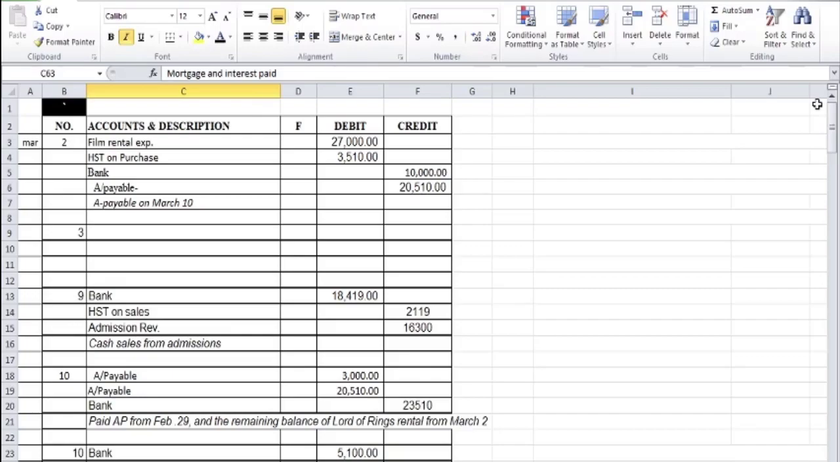So March 3rd, ordered the Indiana Jones movie to be shown the last 10 days of March. The film rental will be 300 plus HST of $39 per night. So again, we'll do film rental expense.